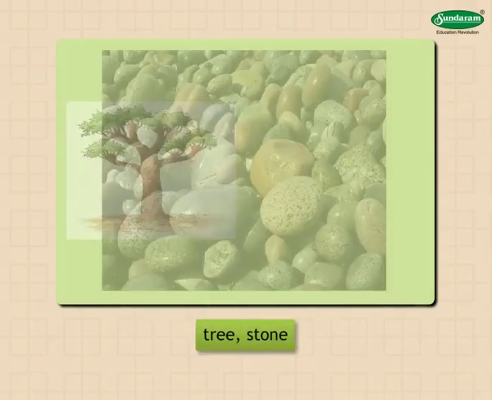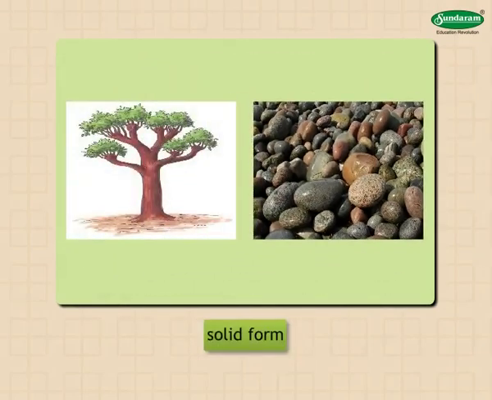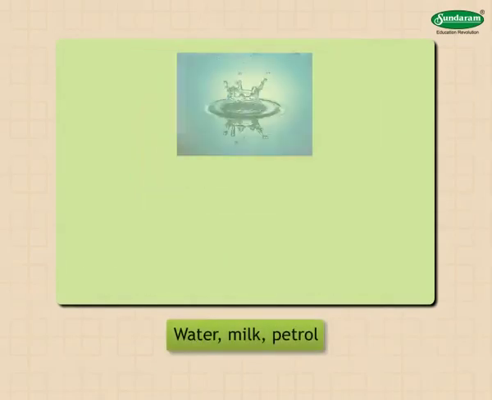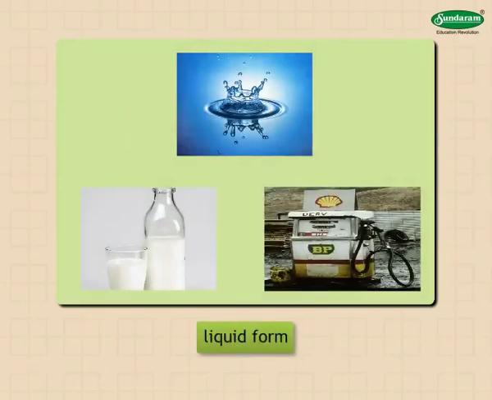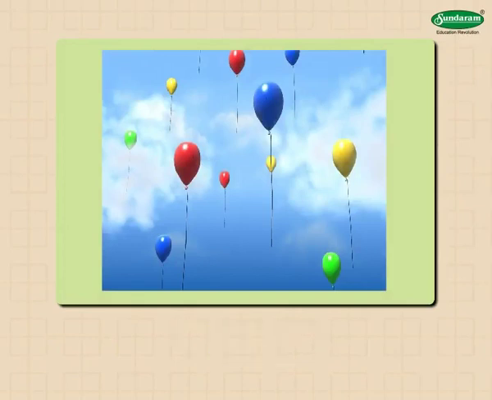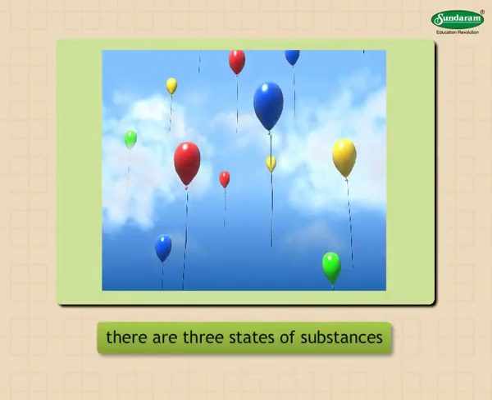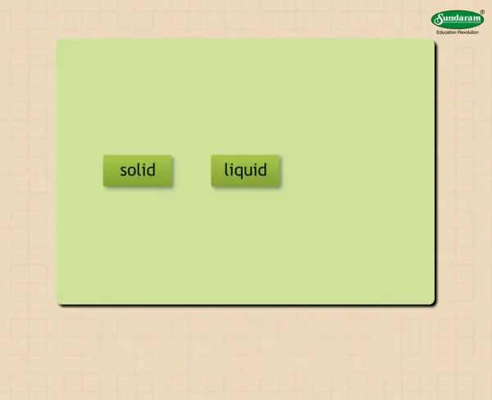A tree, stone are in solid form. Water, milk, petrol are in the liquid form, while the air in the balloon is in the gaseous form. Thus, we see that there are three states of substances: solid, liquid, and gaseous. We use them in everyday life.